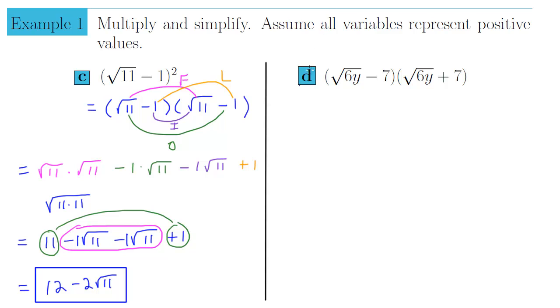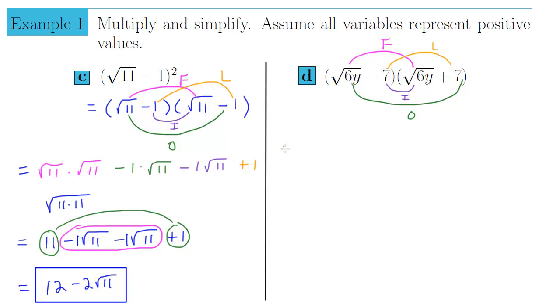So for part D, we have another binomial, right? Another difference of radicals times a binomial, a sum of radicals. So we're going to use the same strategy. We'll FOIL. The first terms here need to get multiplied. The outer terms here need to get multiplied. The inner terms here need to get multiplied. And the last terms here need to get multiplied.